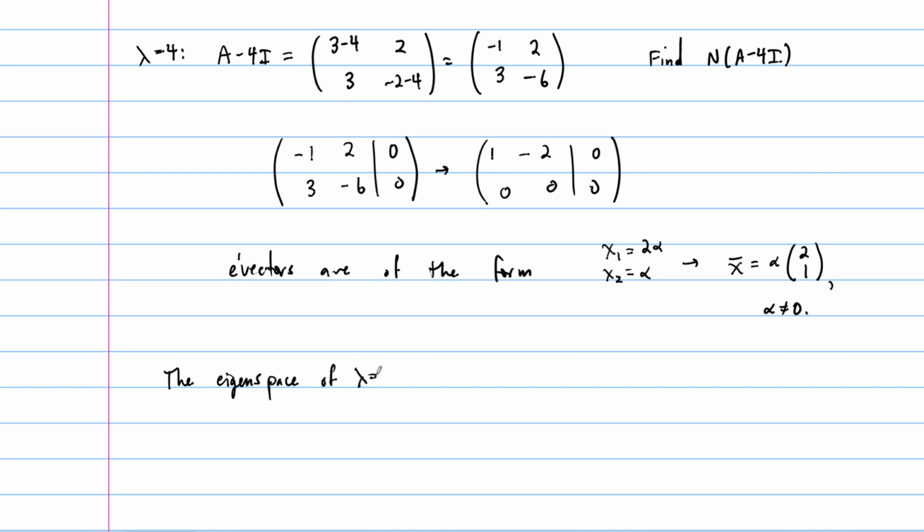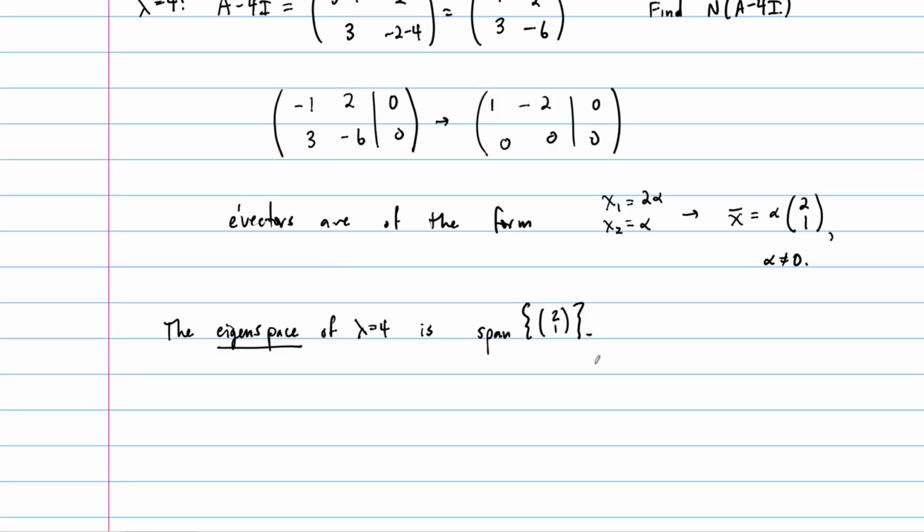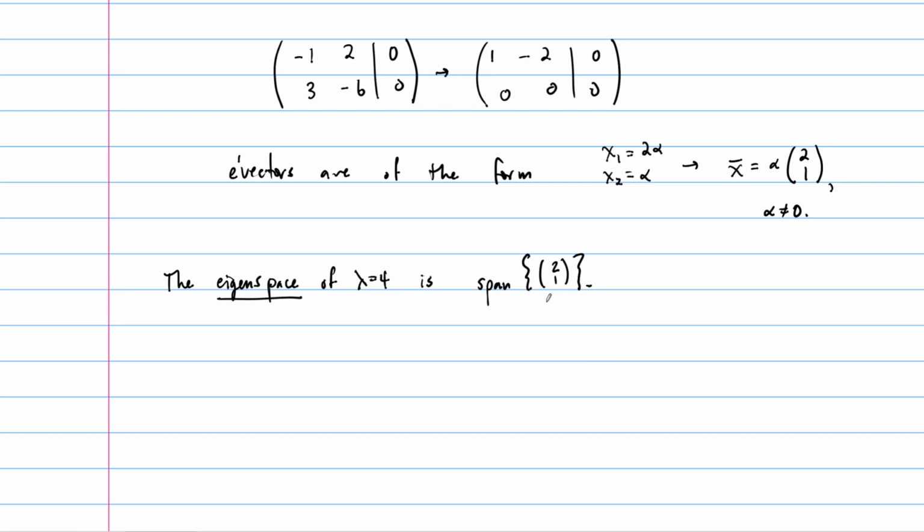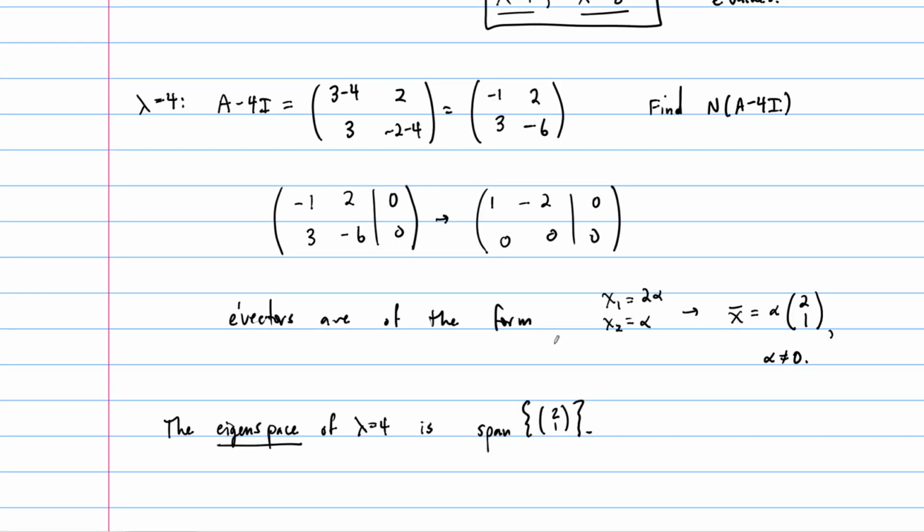of lambda equals 4 is, and I'm kind of heuristically defining eigenspace here, equal to the span of this basis eigenvector (2, 1). That's the eigenspace for the eigenvalue lambda equals 4. Every vector in that space except for the 0 vector is an eigenvector that corresponds to this eigenvalue.